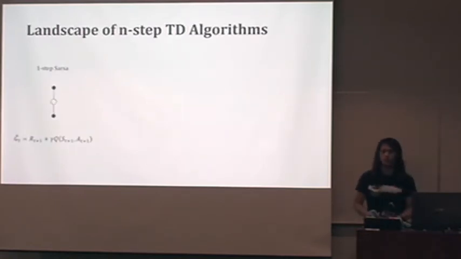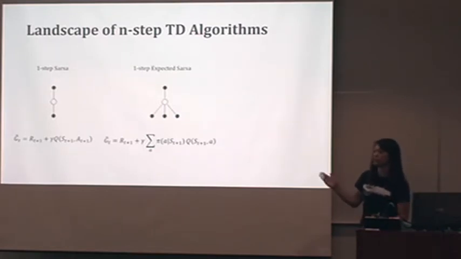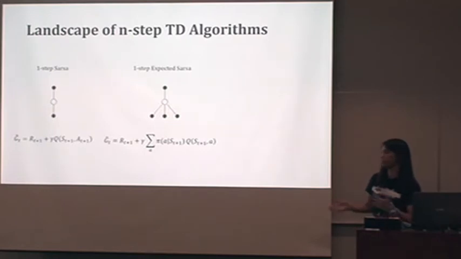So to give an overview of the landscape of n-step TD algorithms, you've seen one-step SARSA already, where your target or your estimate of the return is the sampled reward plus the action value of the next action sampled from your policy. But another algorithm for doing this is expected SARSA, where instead of sampling the next action and bootstrapping off of the action value of that sampled action, you just take an expectation under your policy across all actions you have in that new state.